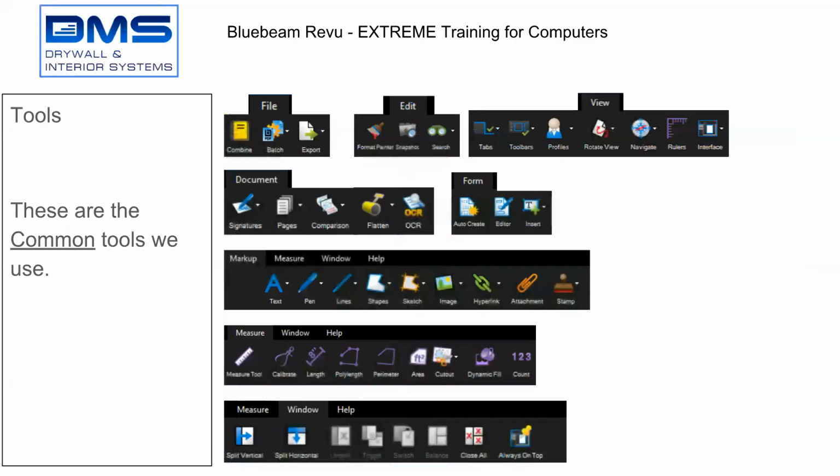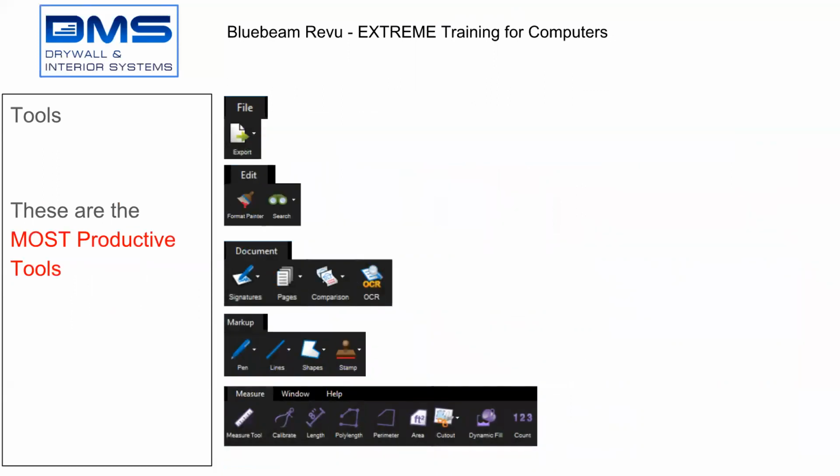So let's talk about tools. Underneath each one of the tabs, underneath File, Edit, View, Document that we saw in the command bar, these are the most common tools that get used. This slide will be made available if anybody wants to get a visual on it or print it out. What I'm going to talk to you about now is the tools that are the most productive to increase your productivity, and that is a list here of these tools.